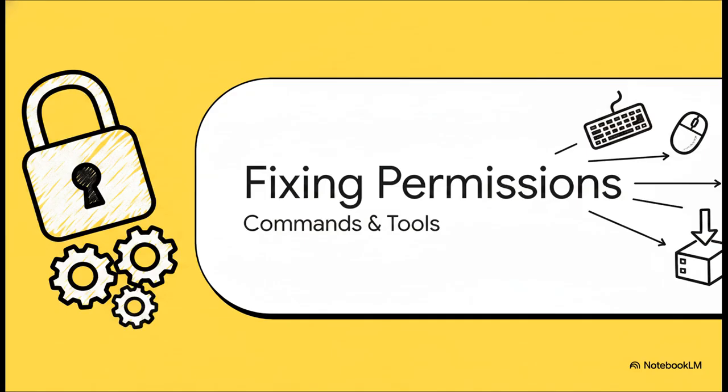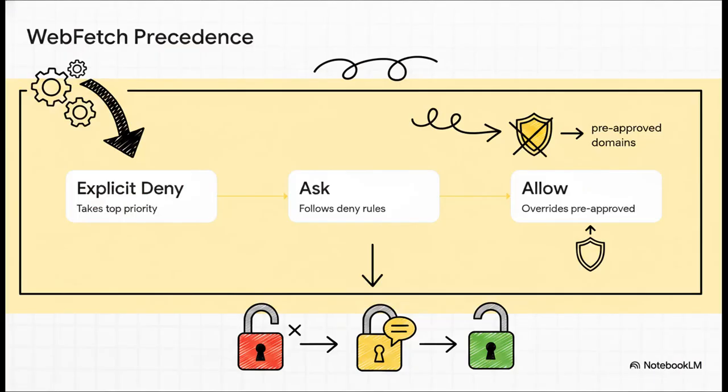Moving right along to Section 2, fixing permissions and commands. So, in this update, the explicit rule precedence for web fetch is finally corrected. In the past, web fetch explicit rules were actually getting overwritten by pre-approved domains, which was not ideal. But now, the strict hierarchy is properly respected.